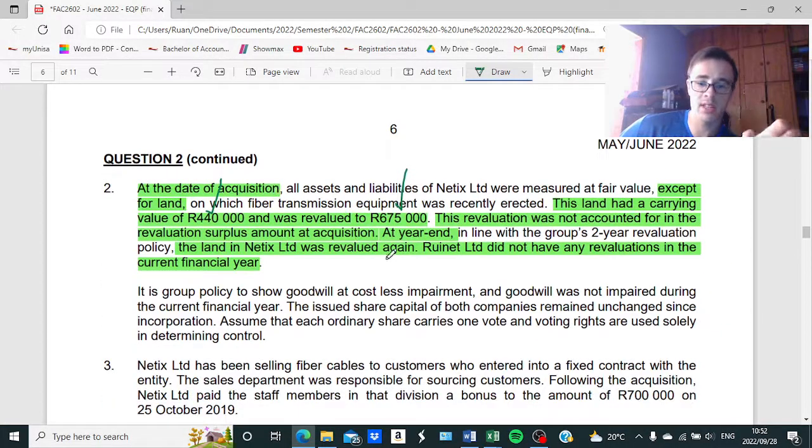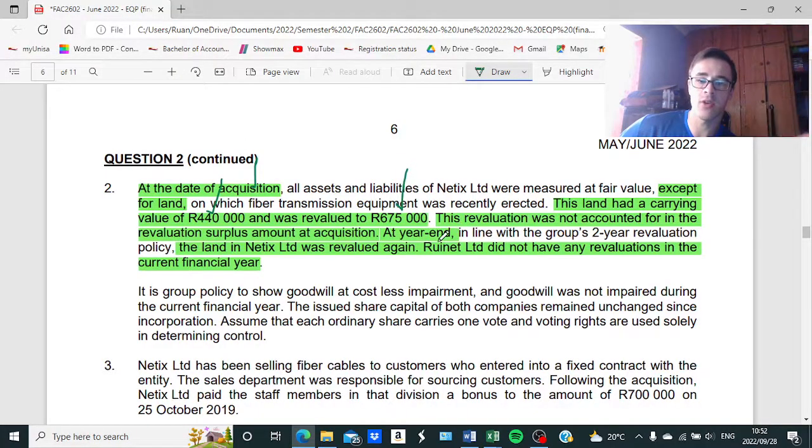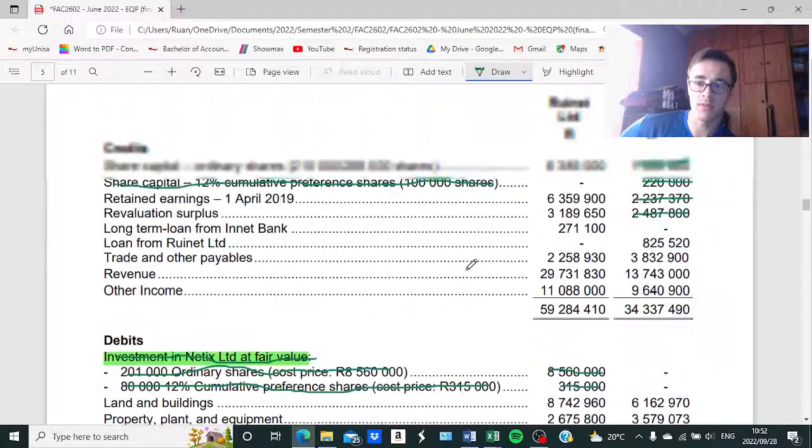So we have calculated the correct balance for revaluation surplus at acquisition, and we have calculated the current year's revaluation surplus amount.